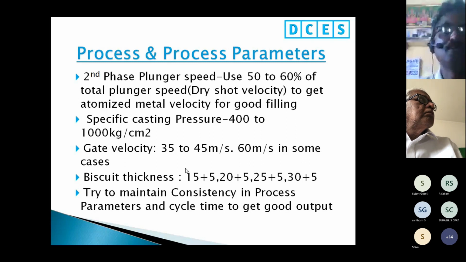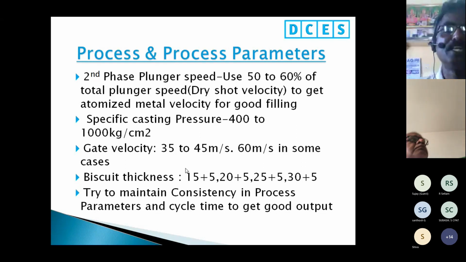Biscuit thickness is 15, 20, 25 or 30. Don't go below 15 plus 5 mm. Sometimes keeping plus or minus 5 is also desirable. Try to maintain consistency in the process parameters. Consistency in the process parameters is very important, and the cycle time is also very important to get a good output.